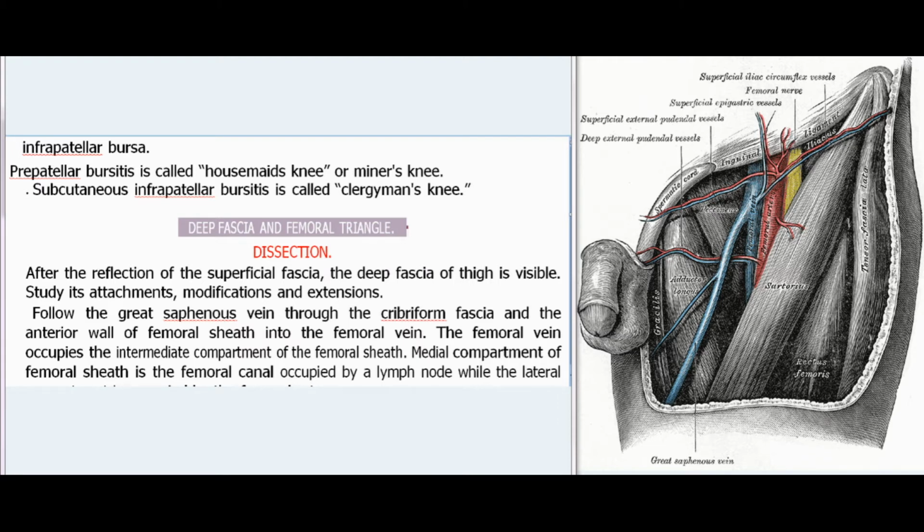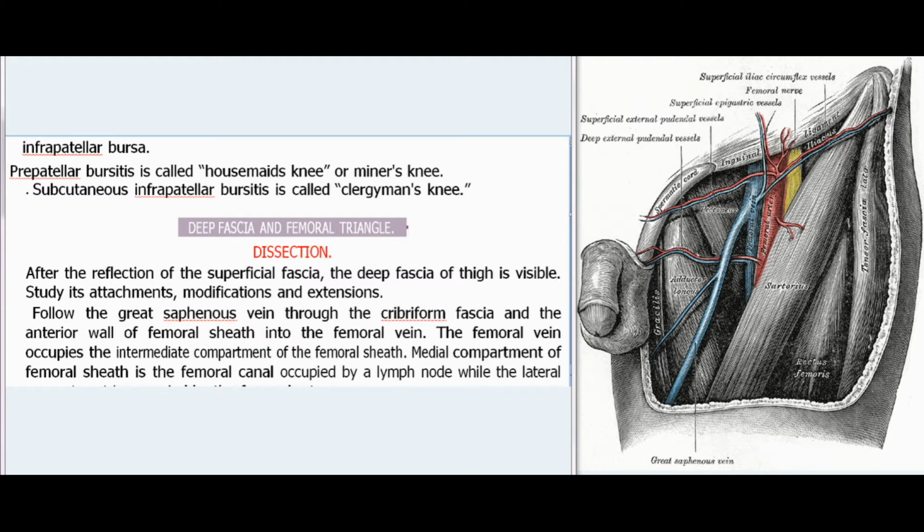The subcutaneous prepatellar bursa lies in front of the lower part of the patella and of the upper part of the ligamentum patellae. The subcutaneous infrapatellar bursa lies in front of the lower part of the tibial tuberosity and of the lower part of the ligamentum patellae. Two deep bursae are also present. These are the suprapatellar bursa and the deep infrapatellar bursa.